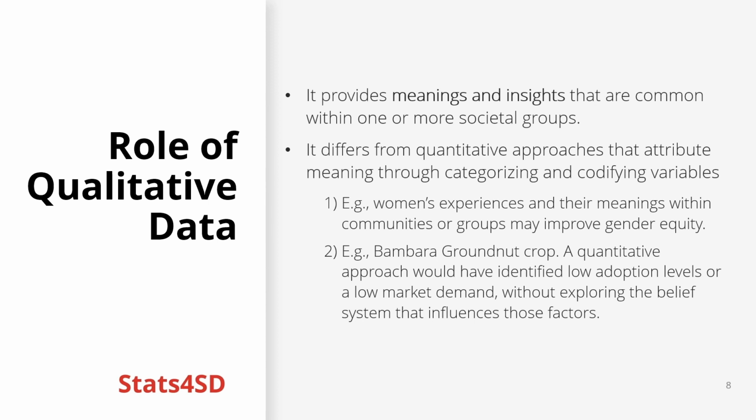exploring women's experiences and the meaning attributed to those experiences within a community, for instance, a village or a group, such as a farmer research network, religious groups, professional networks, and so on, may unveil lessons that can be relevant to improve gender equity. Or also the example from the previous slide about the Bambara groundnut crop, where a quantitative approach would have identified, for instance, that there was a low level of adoption of the crop or a low market demand without exploring the insights into the belief system that influences those factors.